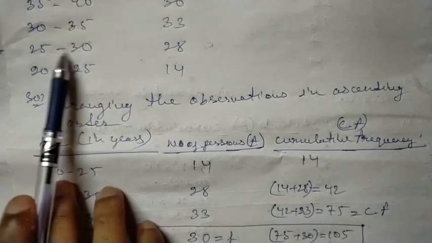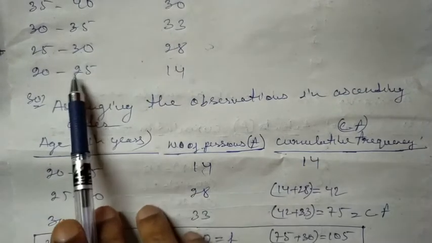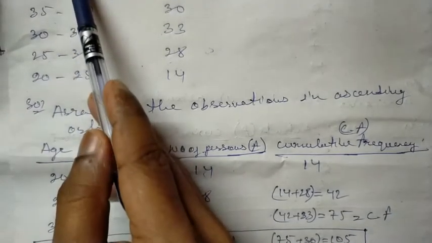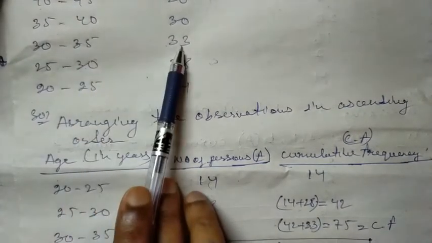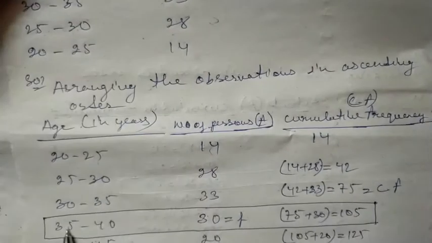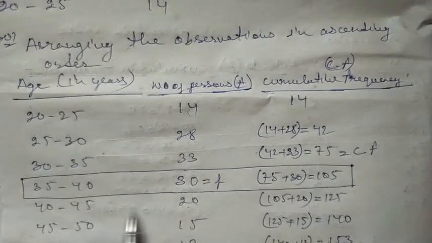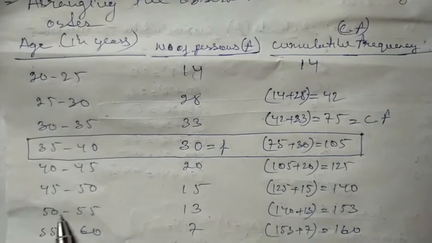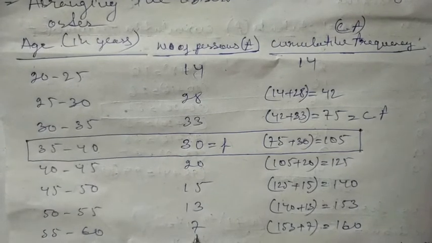Then again there is 20 to 30, there is 28. It means we have to move from the downside to the top, right? So 25 to 30 is 28, 30 to 35 is 33. I think you have understood now. 35 to 40 is 30, 40 to 45 is 20, 45 to 50 is 15, 50 to 55 age is 13, 55 to 60 age group persons is 7.